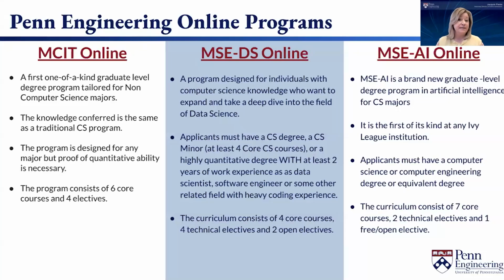Meaning a degree that maybe is not necessarily called computer science or computer engineering, but has the same curriculum as a computer science or computing engineering major. Okay, this program. It's the first of its kind of any Ivy League institution. And again, that curriculum, it's also 10 courses. It consists of 7 core courses, 2 technical electives, and 1 free elective.